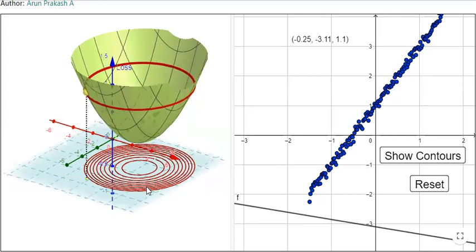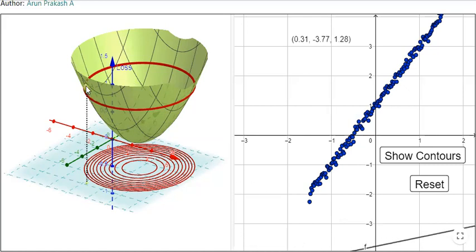Now the initial values for W and B are minus 0.25 and minus 3.11. The objective in machine learning in general is to find the parameters, that is W and B, such that for those particular values of parameters, the loss is minimal. Given the initial point, I can move this point on the surface, either going above along the positive Z direction, or below, or anywhere on the surface, and see how the line is fitting.